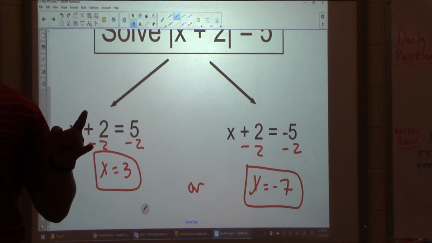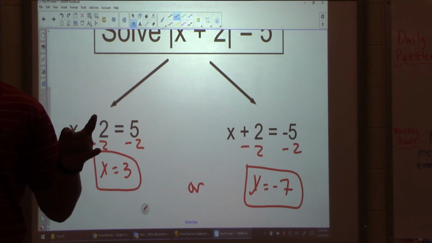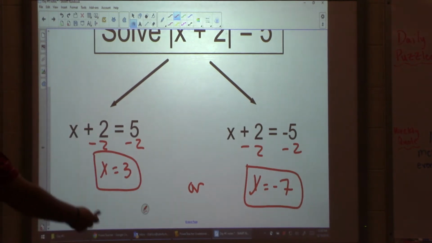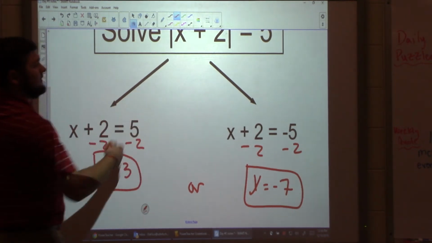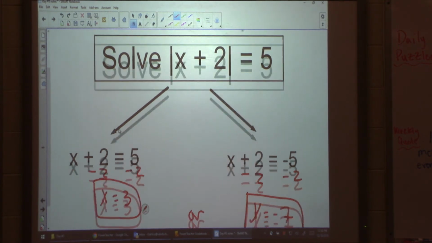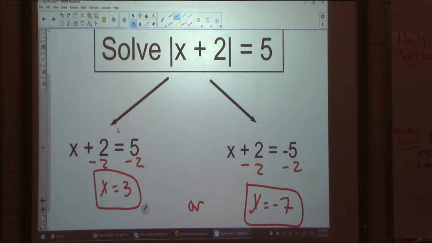Is there a way you could check your answer? Just plug it back in. 3 plus 2 is 5. The absolute value of 5 equals 5. That works. Negative 7 plus 2 is negative 5. The absolute value of negative 5 is 5. Both of them work. We're good to go. Any questions? No. Alright, let's try another.